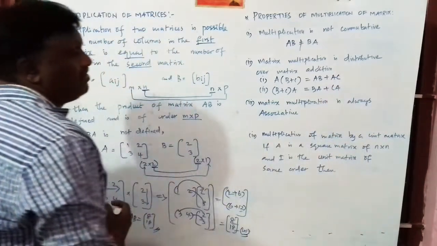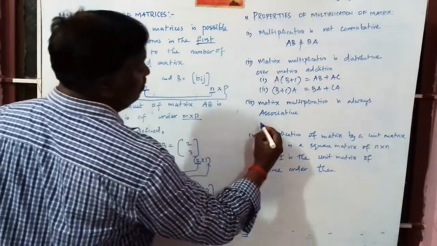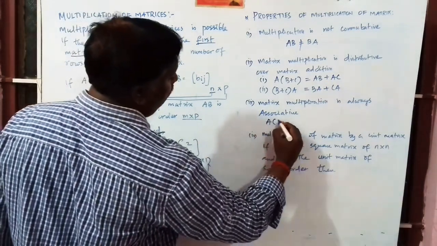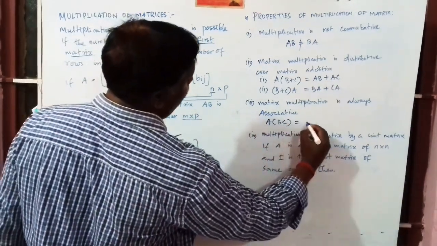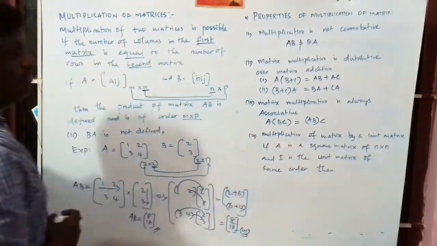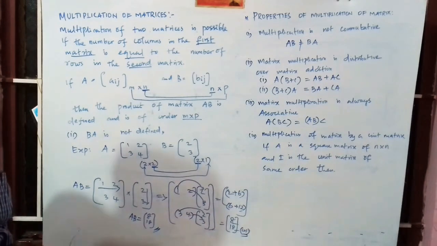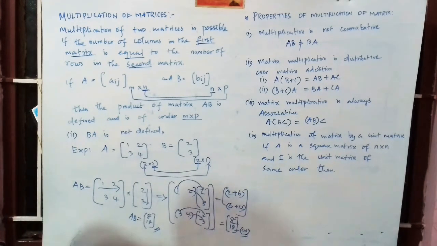The next property is called associative. Matrix multiplication is always associative. Associative means A into BC is equal to AB into C. So this is called the associative property. Matrix multiplication is always associative: A into BC equals AB into C.